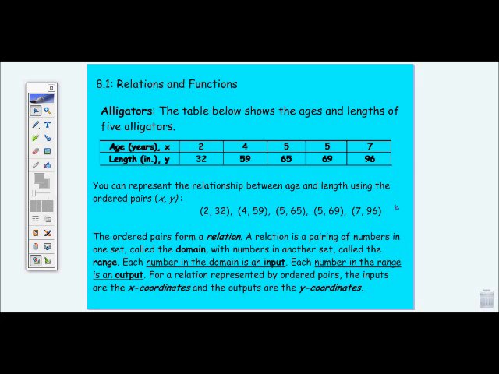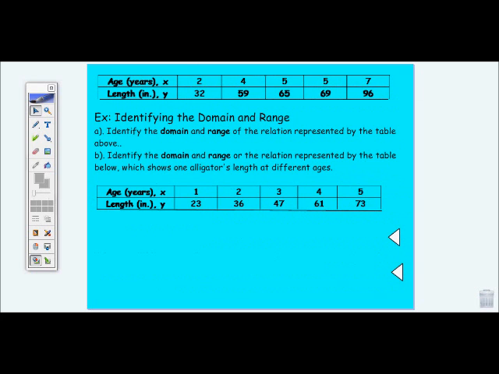A relation is a pairing of numbers in one set, called the domain, with the numbers in another set, called the range. Each number in the domain is an input. Each number in the range is an output. For a relation represented by ordered pairs, the inputs are the x coordinates and the outputs are the y coordinates. That's a lot of words. Let's put that into action.